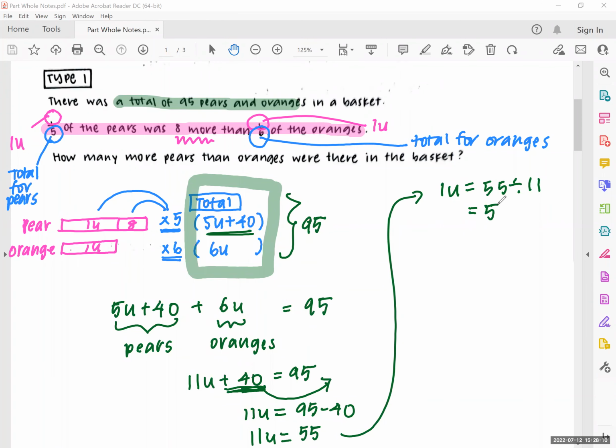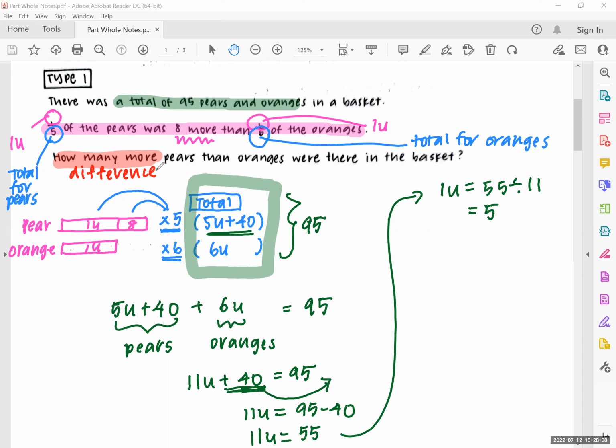The question asks for how many more pairs. So what does "how many more" mean? They want to find the difference. So highlight and write that down, difference. In red, highlight and write that down, the difference. Okay, so we need to find the difference. In order to find the difference, we need to find out how many pairs there are at first and how many oranges there are, correct?